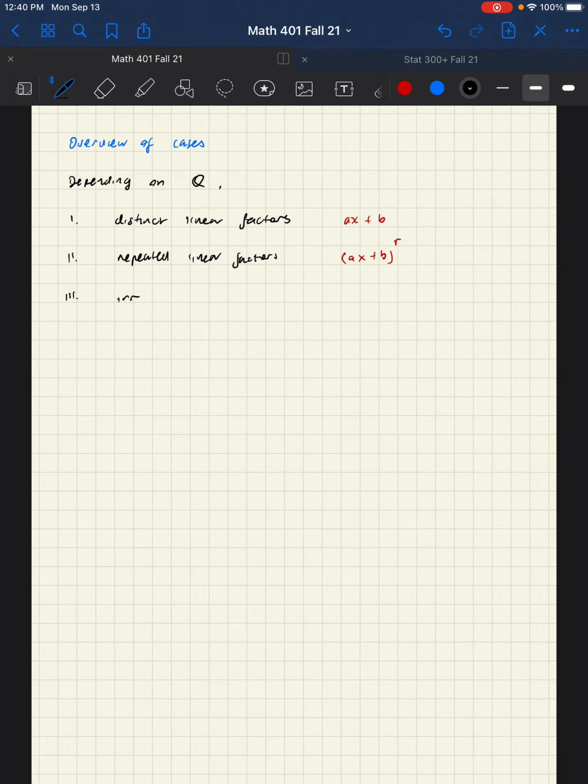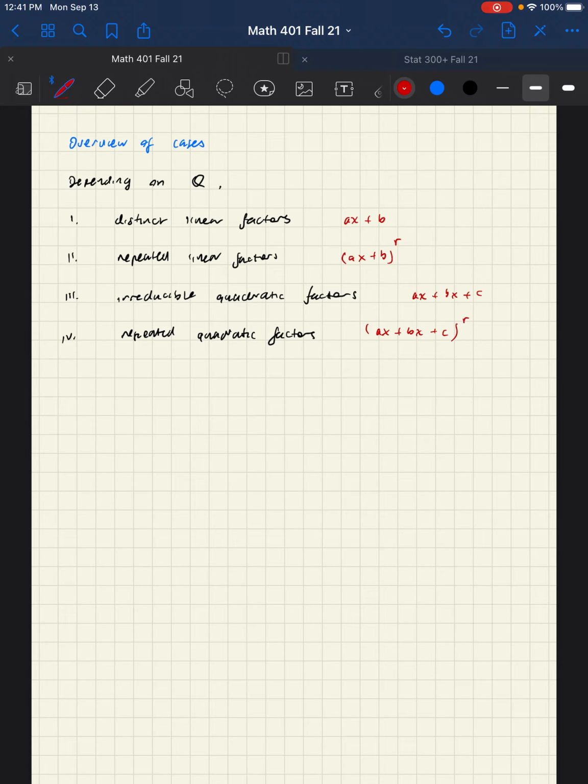The third case is if we have irreducible quadratic factors. And by irreducible, we mean you can't factor it further. We're going to suppose that none of them are repeated, so they might look like ax squared plus bx plus c. Okay. And the fourth case, which you might expect, is the case where we have repeated quadratic factors. So basically the same case as above, but one of these factors that's quadratic has some power attached to it.